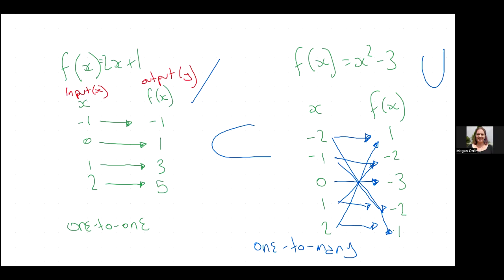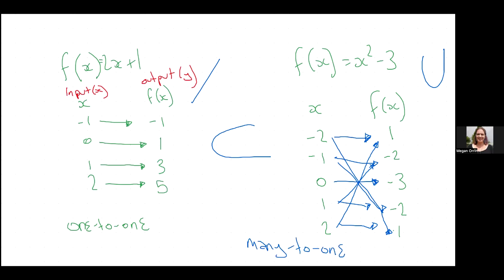Oh, I've actually said it backwards. I am so sorry. It is many to one, not one to many. I have said it backwards. I know, I'm the worst. Okay, this one is many to one. It's the other one that doesn't work. So if it is the other way around, it is not a function, okay?